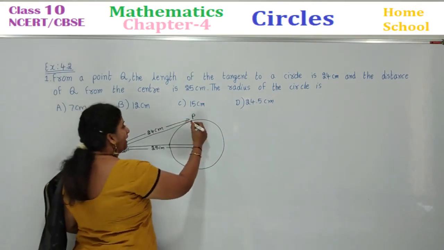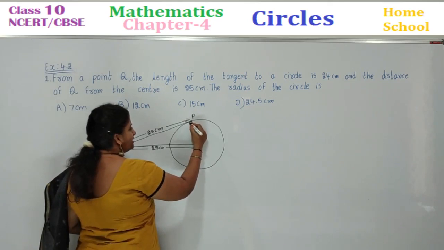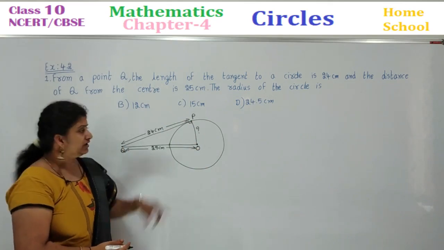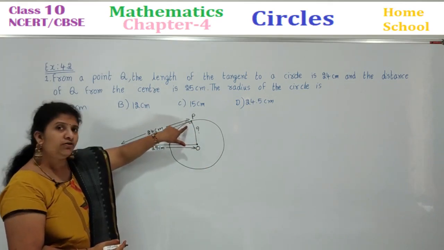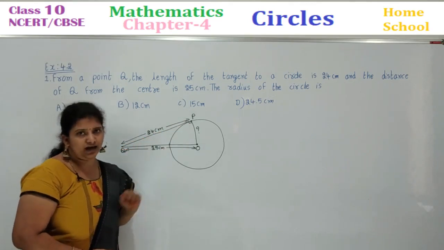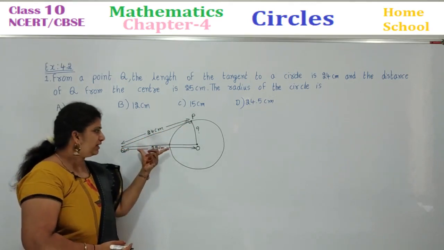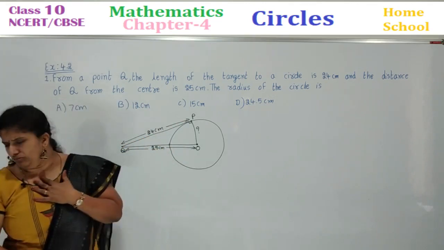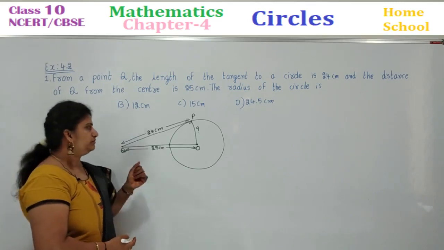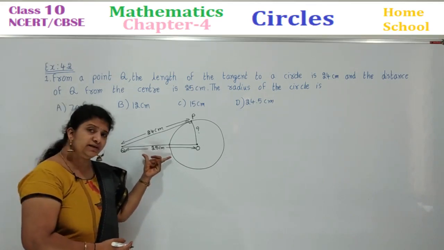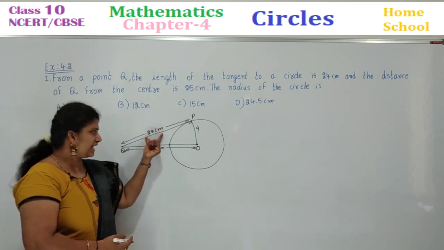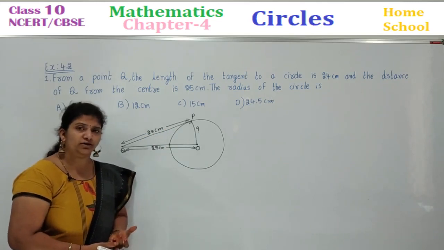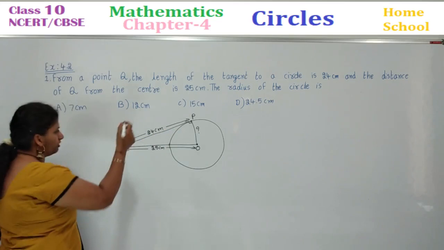One more thing, by theorem, tangent is always perpendicular to the radius through the point of contact. If this is perpendicular, what can you see, children? You can see a right triangle. If this is a right angle, what will this QO be? It is the hypotenuse. You know the hypotenuse and one side. Can't you find the other side? By which formula or method do you apply to find this? We know, by Pythagoras theorem.